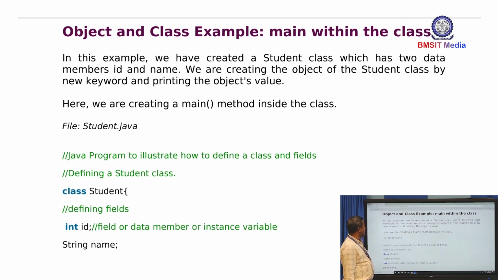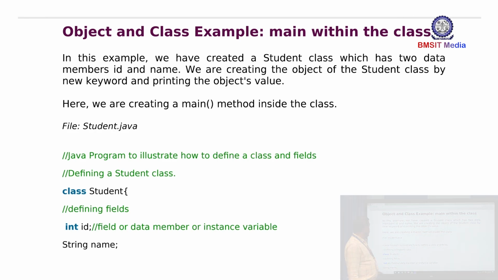Next, if I want to create a sample or example class, here we have created a student class, which has two data members, that is ID and name. As I said, the class contains methods and data members. We are creating the object of the student class by the new keyword and printing the object value. A new keyword helps in creating the object. In this example, we want to create an object of the student class, which contains two fields: one is the ID, the other is the name.